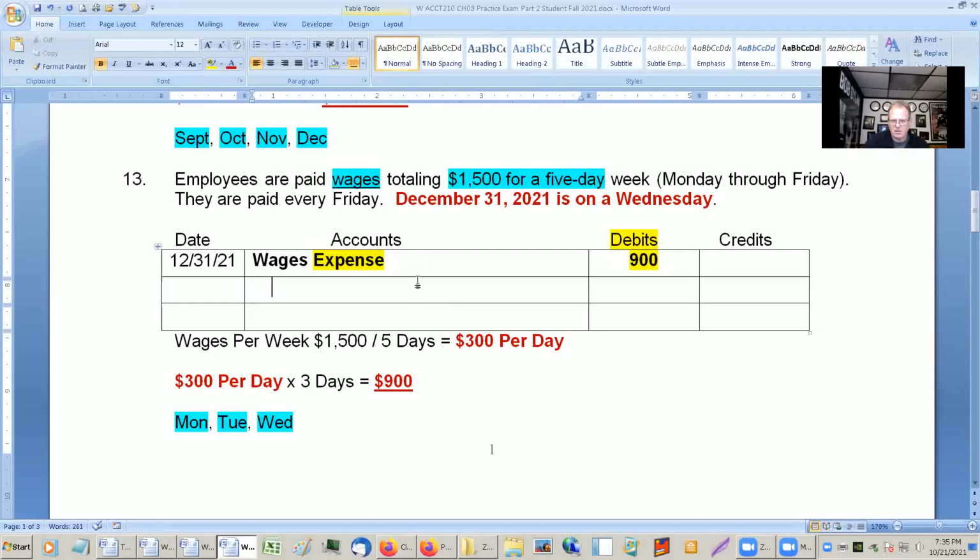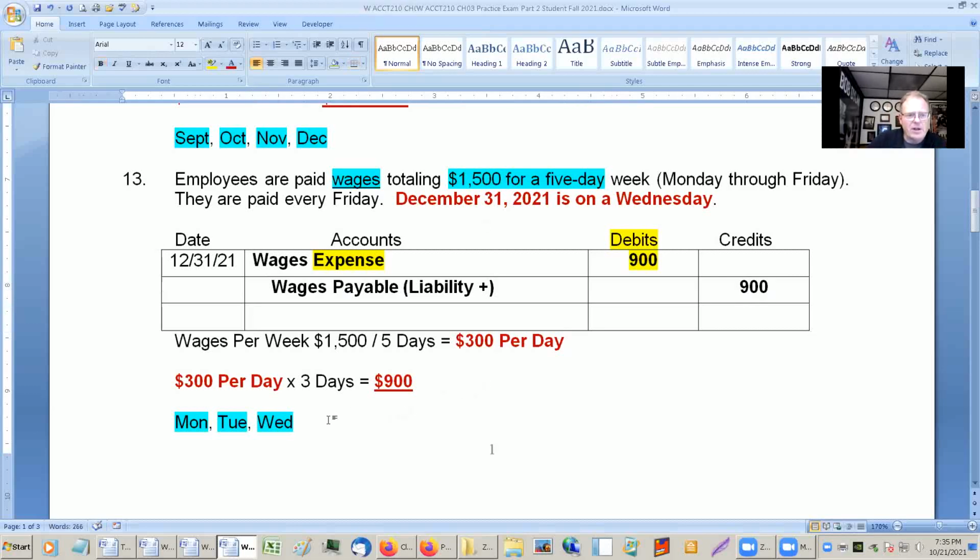Owe them more. Okay, so what kind of account is it when you owe somebody? It's going to be payable. Yep, probably wages payable. If you put accounts payable, that's fine. For 900, and that is a credit. And it's going to be a liability going up. We owe them $900 more.